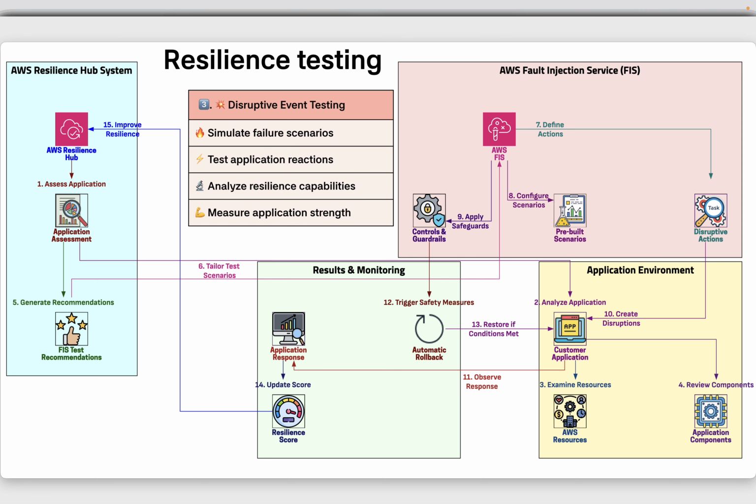AWS FIS actions and scenarios let you test how your application reacts to disruptive events. This helps you see how strong your application really is. AWS FIS offers many pre-made scenarios and actions to create disruptions, and it also includes safety features like automatic rollback. This means you can test your application in production without worrying about causing serious problems. So next I'll cover all the concepts.